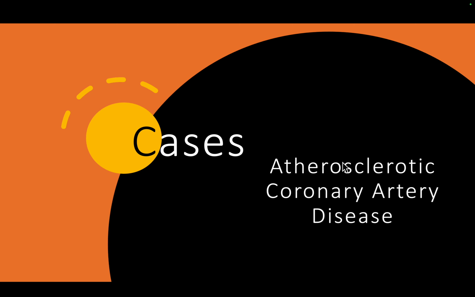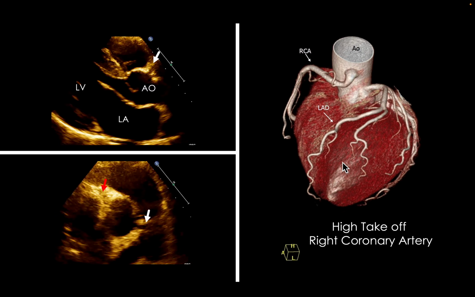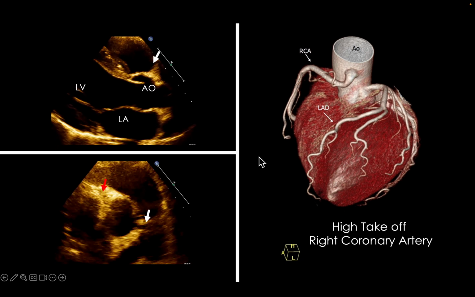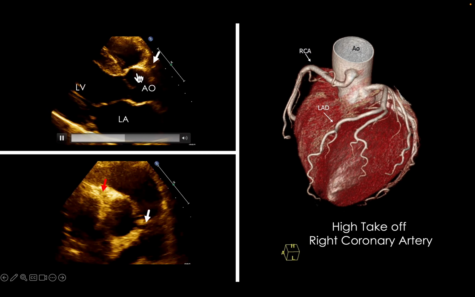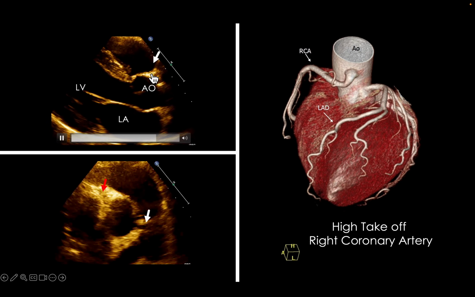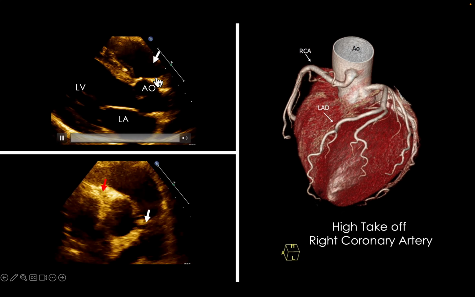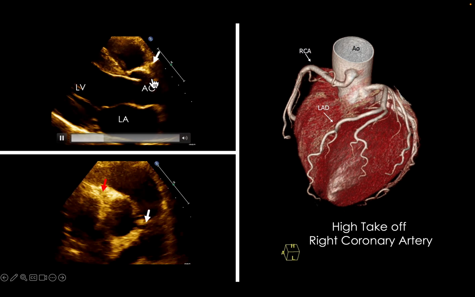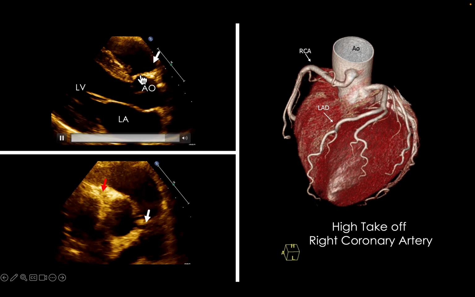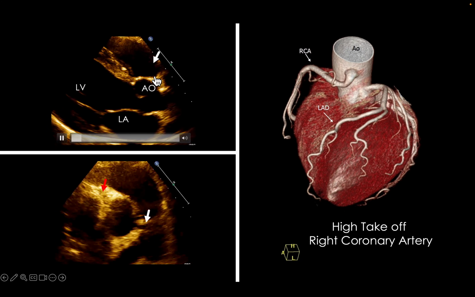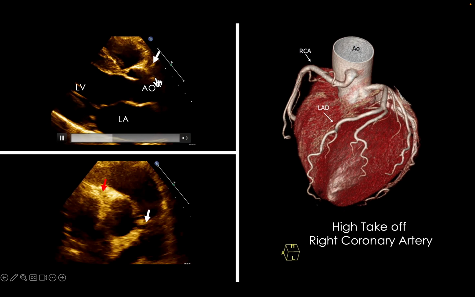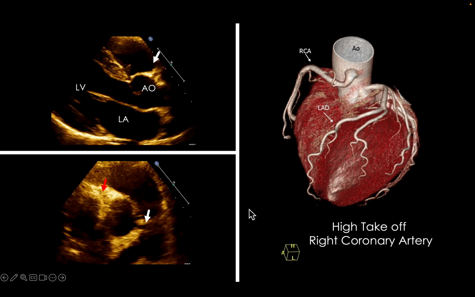Now the cases. First I start with atherosclerotic coronary artery disease. Prior to showing you disease, let me show you a normal variant. In the normal, the coronary artery tends to arise somewhere here. This right coronary artery is arising quite at the distal aspect of the sinus of Valsalva. This is the right coronary sinus of Valsalva. If the right coronary is arising quite high up, this is a high take-off of the right coronary artery.